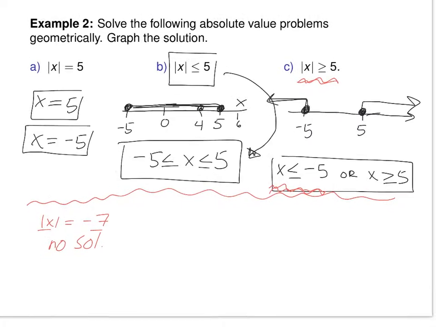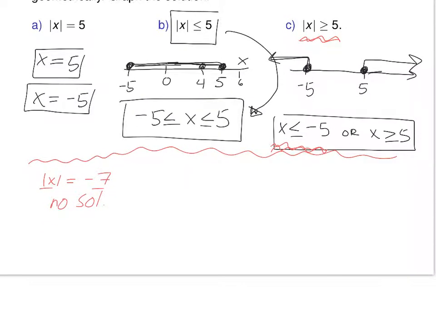Another way to think about these, if you know how to graph absolute values: an absolute value is a V scenario, right? How about y equals 5? That's a horizontal line. They intersect 2 times. And so we can also talk about that once we know how to graph it. I think that might even be a better way to solve these.